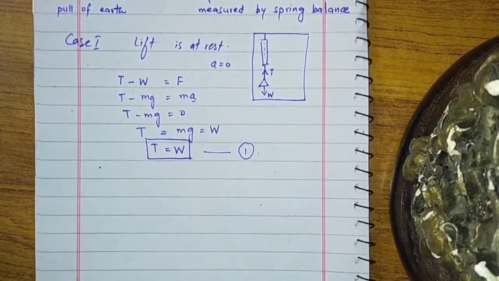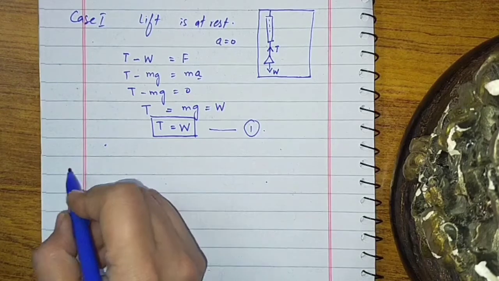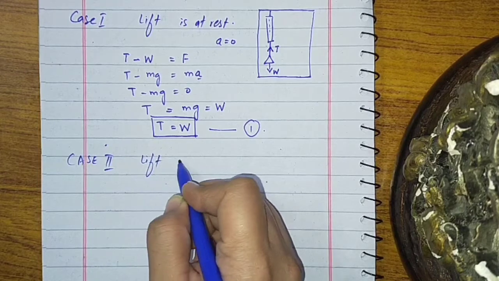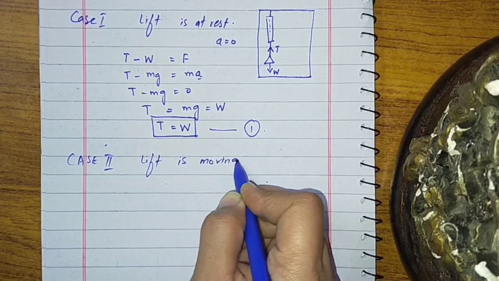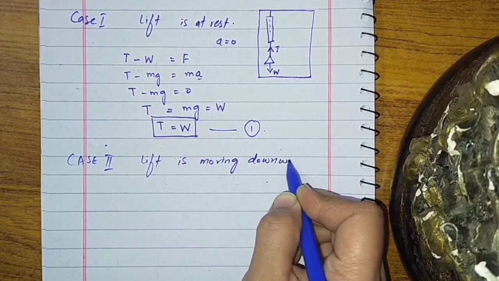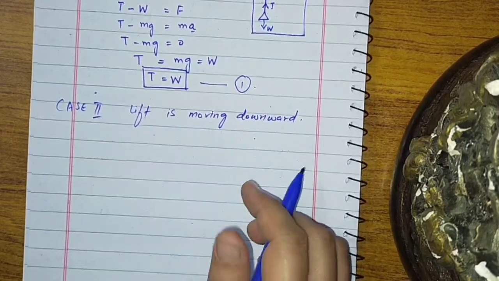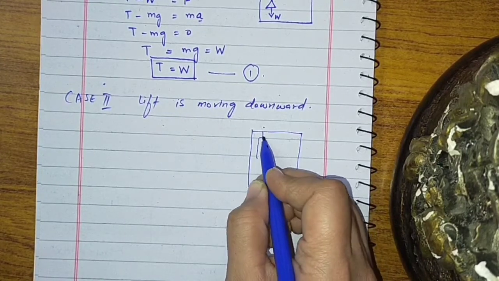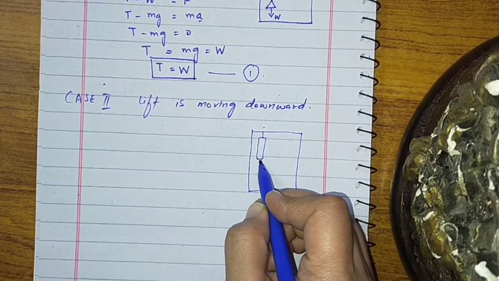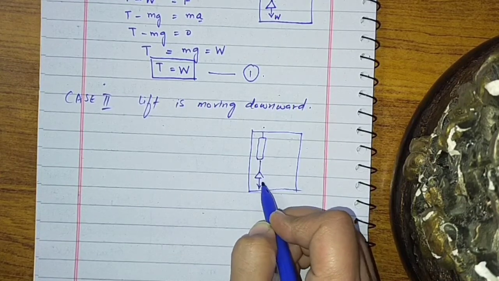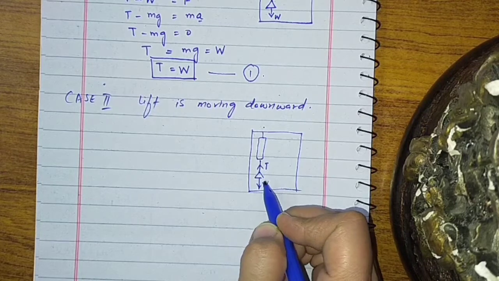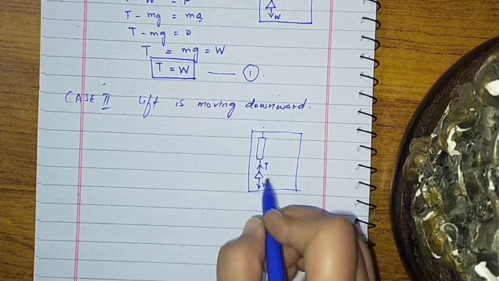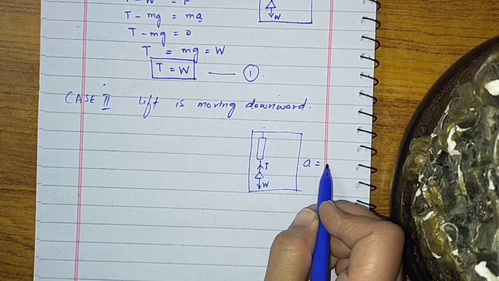Now the second result says that the lift is moving downward. If the lift is moving downward, then we can say that this lift, where we have a spring balance measuring the weight of the body, and the weight of the body is acting vertically downward, tension is in the upward direction, and the lift is moving downward. This means that now the lift has a net acceleration, there is some acceleration.